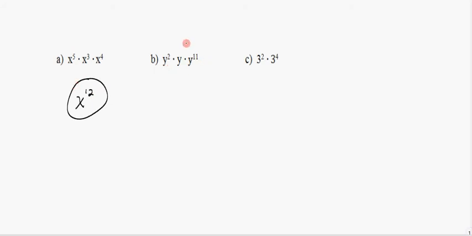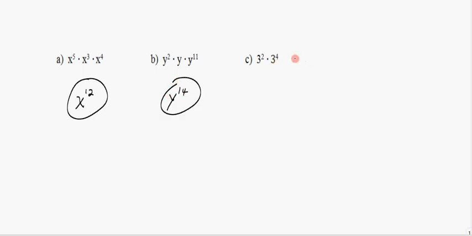Here, the bases, they're all y. We don't see an exponent on this guy here, but when you don't see an exponent, it's understood to be a 1. In the same way, when you have x and you don't see anything in front, there's understood to be a 1 in front. Right? So we need to count that exponent, even though it wasn't visible. So if we add up all the exponents, we're going to have 2 plus 1 is 3. 3 plus 11 is 14, so it's going to be y to the 14th.